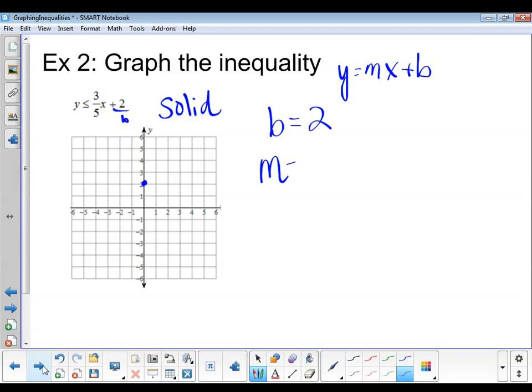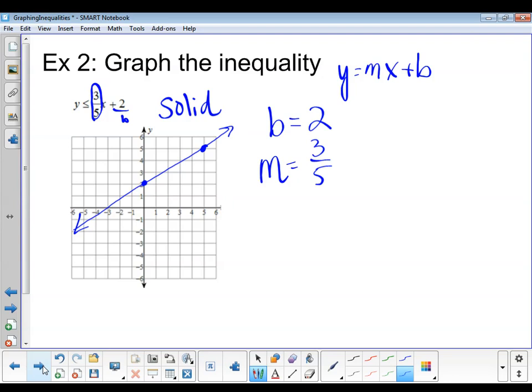Our slope is going to be the number that is multiplied by x, which is 3/5, which means we are going up 3 from the 2. You always start at the y-intercept. Up 3, 1, 2, 3, and over to the right, 1, 2, 3, 4, 5. And I can draw in my solid line there.